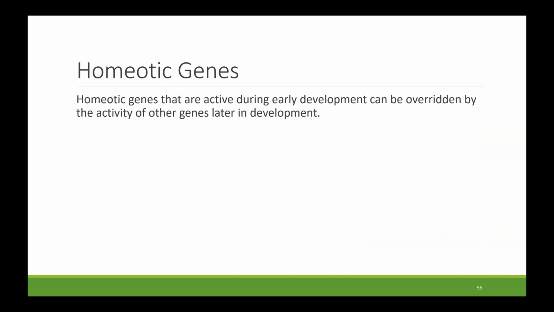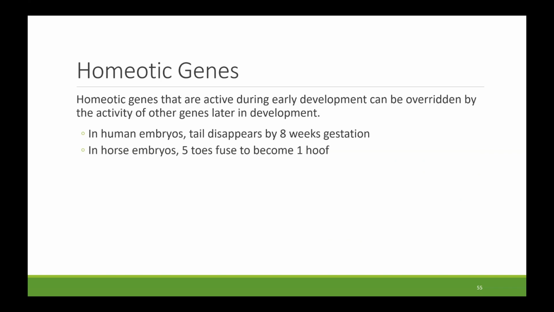However, even though homeotic genes are active early in development, when an organism is still an embryo, they can be overridden by the activity of other genes later in development. So this is evident from the fact that in human embryos, the tail disappears by 8 weeks. In horses, the embryos have 5 toes that eventually fuse to become 1 hoof. And in whales and dolphins, the hair falls out and it doesn't grow back.